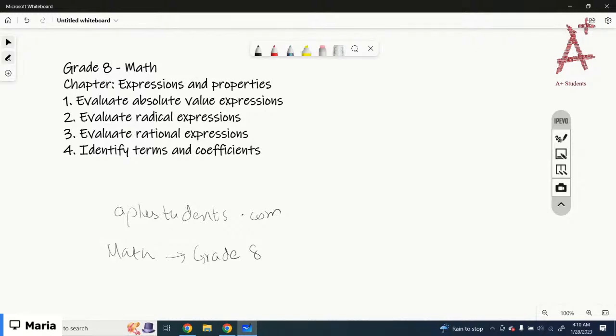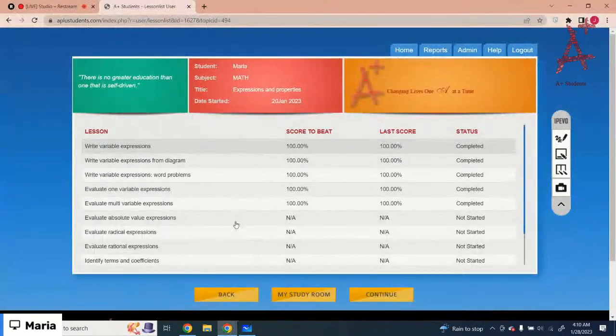So there you can find a list of the chapters. We're going to start with the chapter expressions and properties. The lessons we're going to cover today are evaluate absolute value expressions, evaluate radical expressions, evaluate rational expressions, and identify terms and coefficients. So let's start with the first lesson, evaluate absolute value expressions.